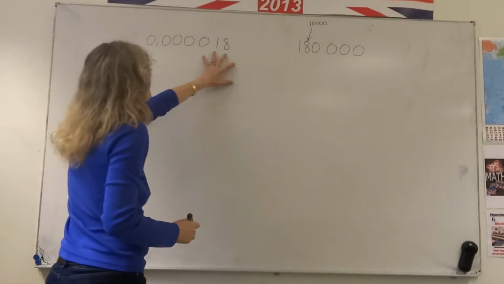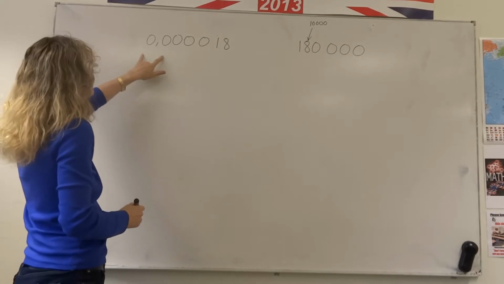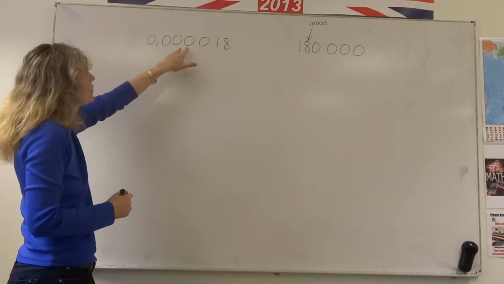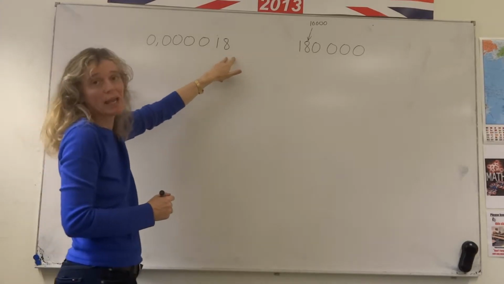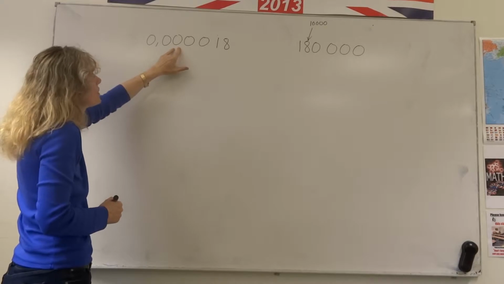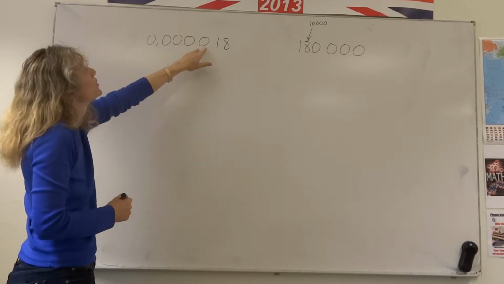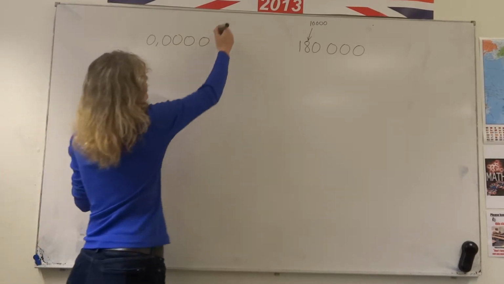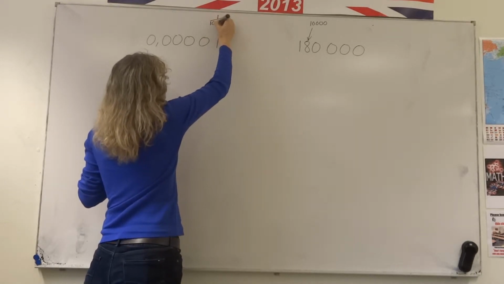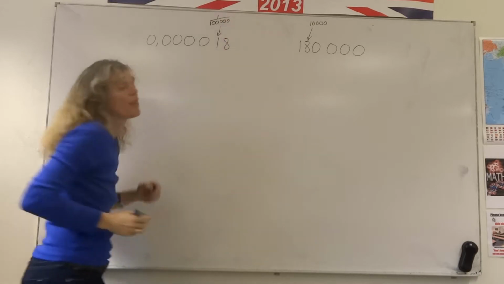Here are two very, very different numbers. This one is an extremely small decimal number, 0.000018. Okay, it means it has no tenths, no hundredths, no thousandths, no 10,000ths. The first time that we can see a number is when it comes to 1/100,000ths.